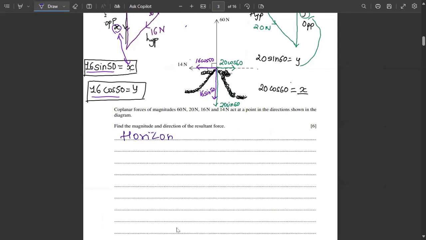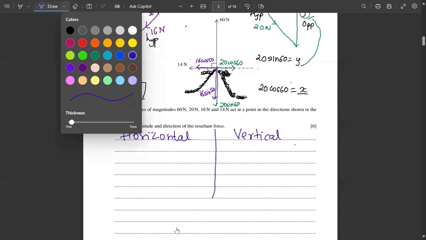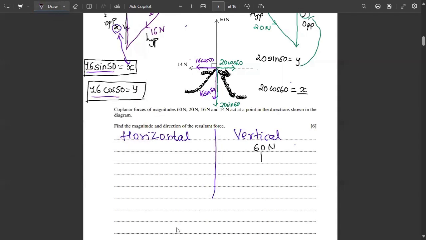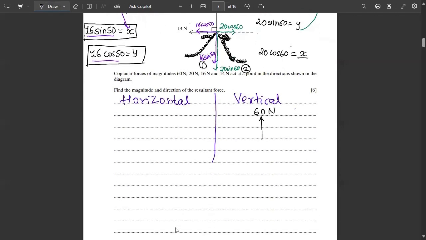Horizontal forces and vertical forces. So what are the vertical forces here? Only the 60 Newton force is acting upwards. So the vertical forces are 60 Newton acting upwards. Now which forces are acting downwards? 16 sine 50 is acting downwards. 20 sine 60 is acting downwards. So 16 sine 50 and 20 sine 60.